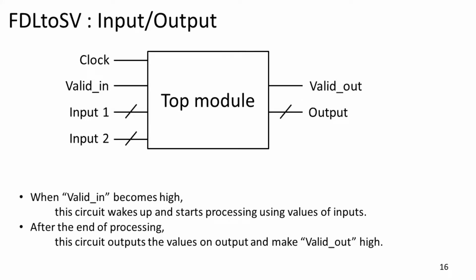Top module of SystemVerilog generated by FDLOSV is shown in this slide. This circuit has only minimum I/O, valid lines and data lines at present. This circuit works as follows. When valid in becomes high, this circuit wakes up and starts processing using values of input. After the end of processing, this circuit outputs the values on output and makes valid out line high.